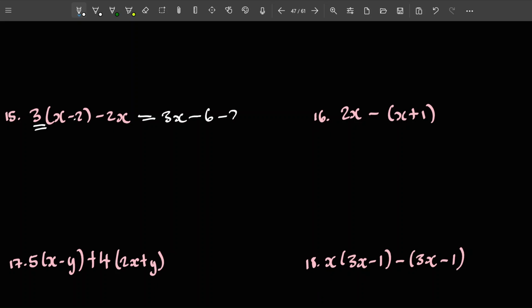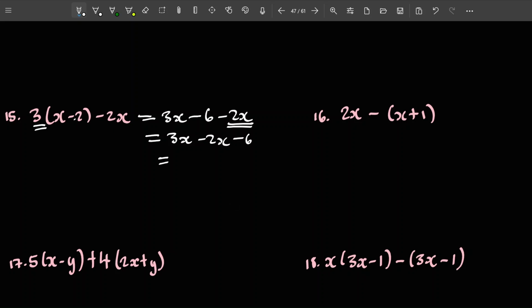Then this negative 2x will then come. This is going to be equal to, I group like terms. 3x, then I take this negative 2x, I write it next. Then this negative 6, I can write it at the back. Remember, I can swap the positions, but just make sure when you move a number, you move it with its sign.